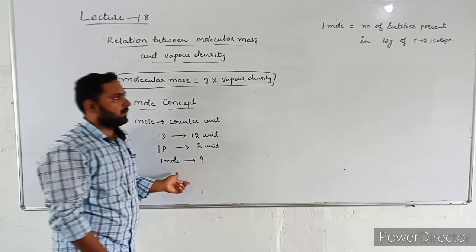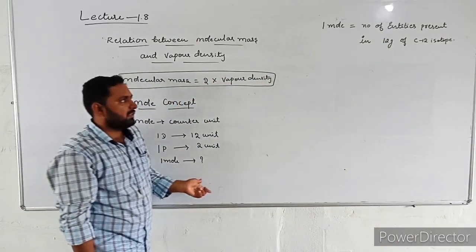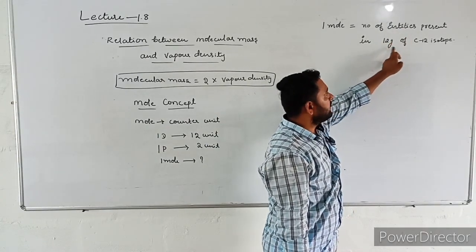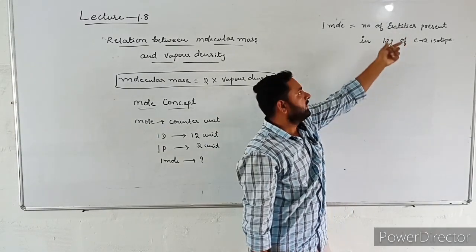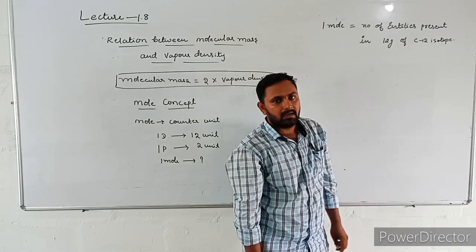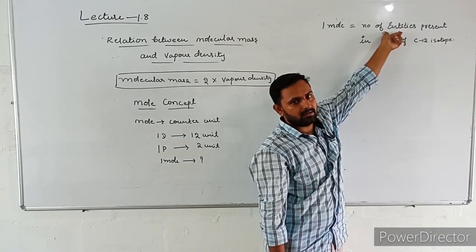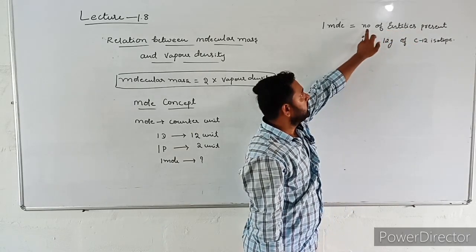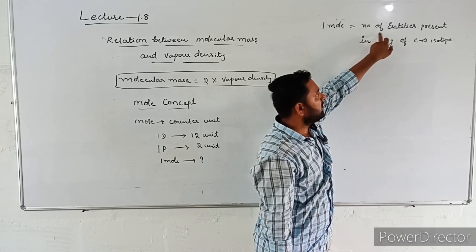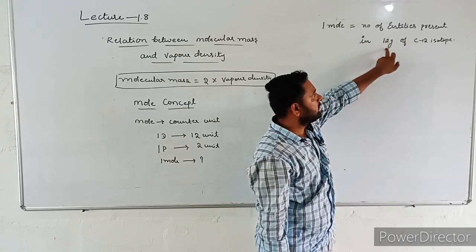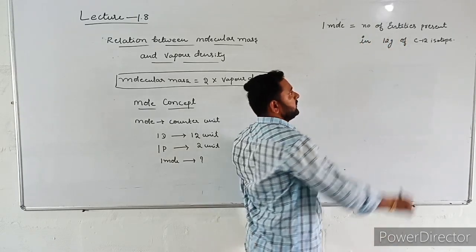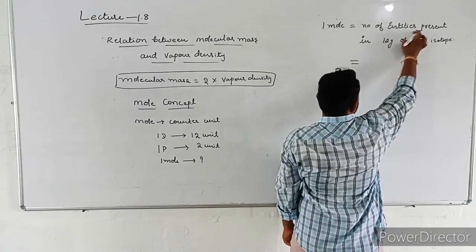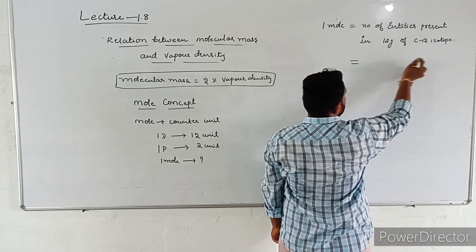1 mole is equal to how many units? 1 mole is equal to the number of entities present in 12 gram of carbon 12 isotope. Entities means particles. Either it may be atoms, molecules, ions, or electrons. The 1 mole is equal to the number of entities present in 12 gram of carbon 12 isotope, and it is experimentally measured.